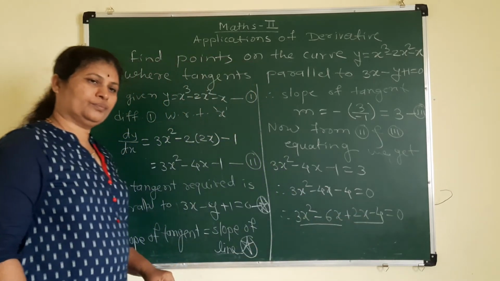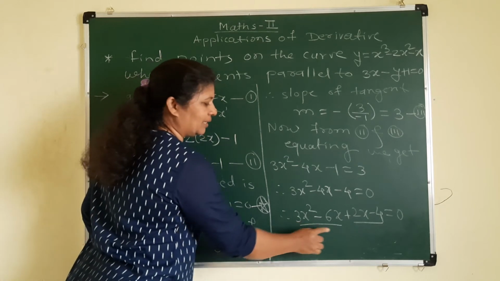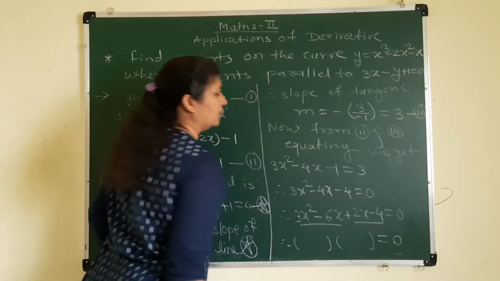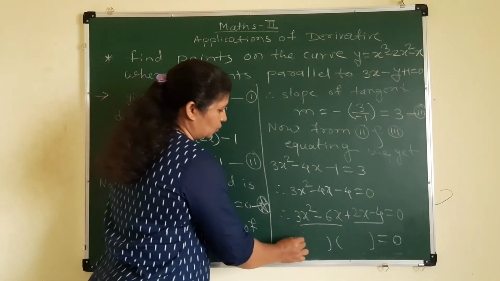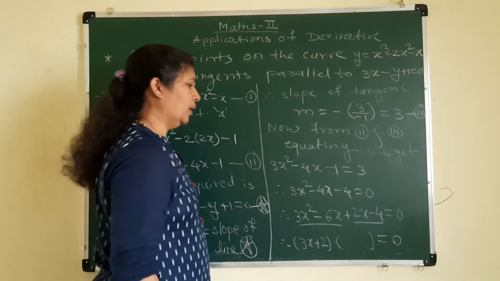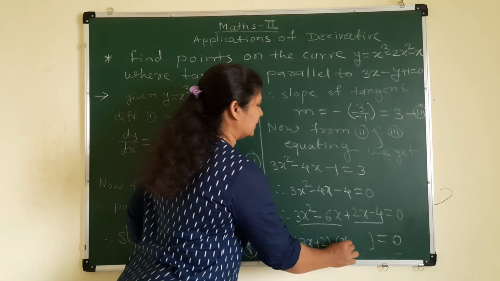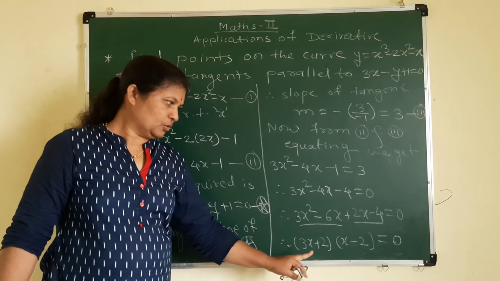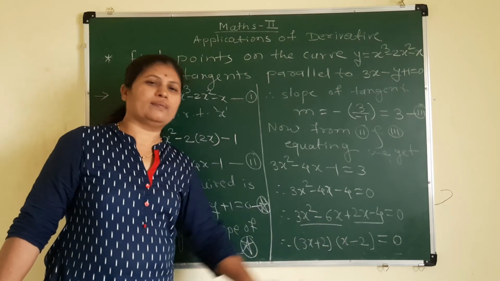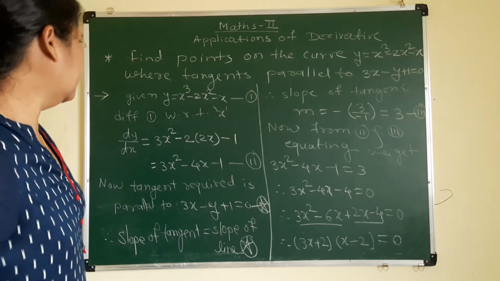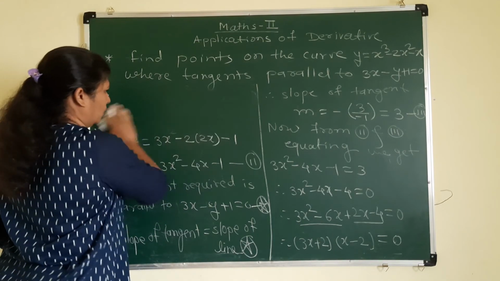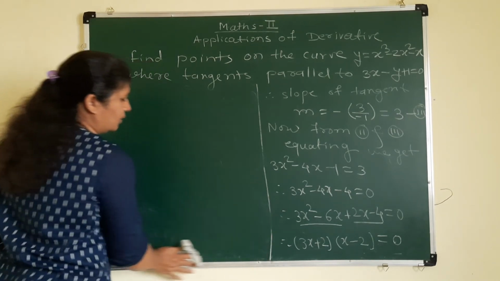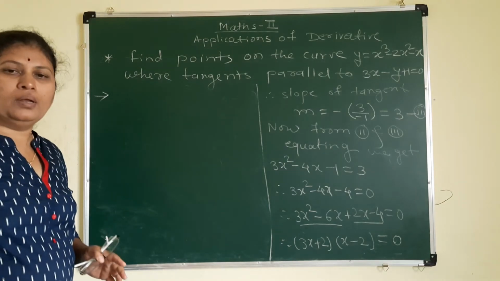And now take common. Taking 3x as common here, and on this side the common part will be 2. So 3x plus 2, and the remaining term is x minus 2. These are the two factors. So the product of these two terms is equal to 0, means either one of them should be 0. Okay. So solving that, I will get the values of x, and then substituting that value in our equation of curve, I will have the value of y.